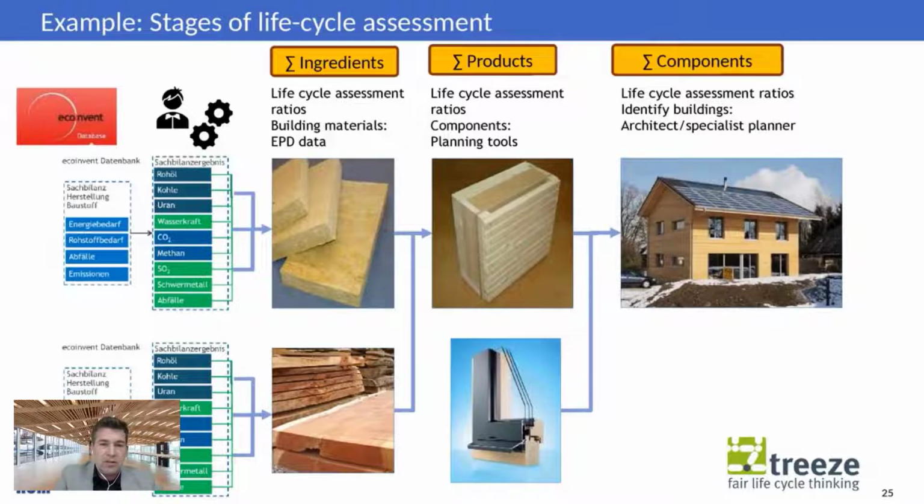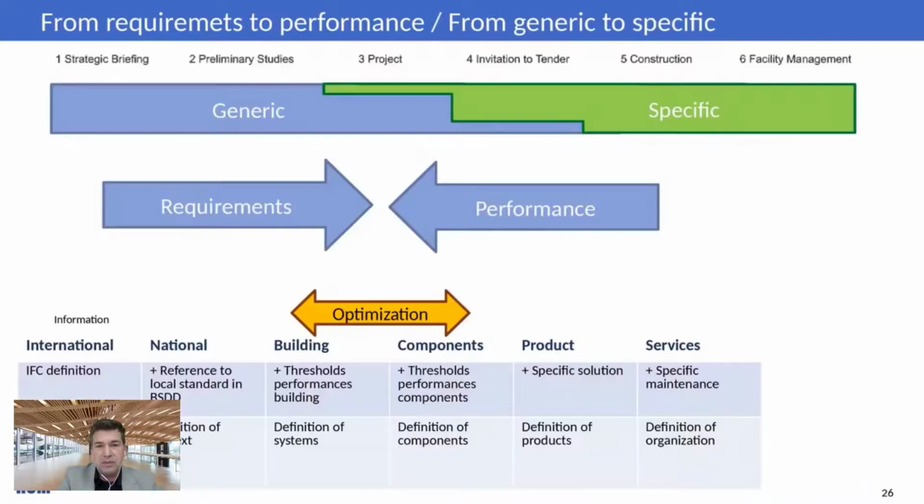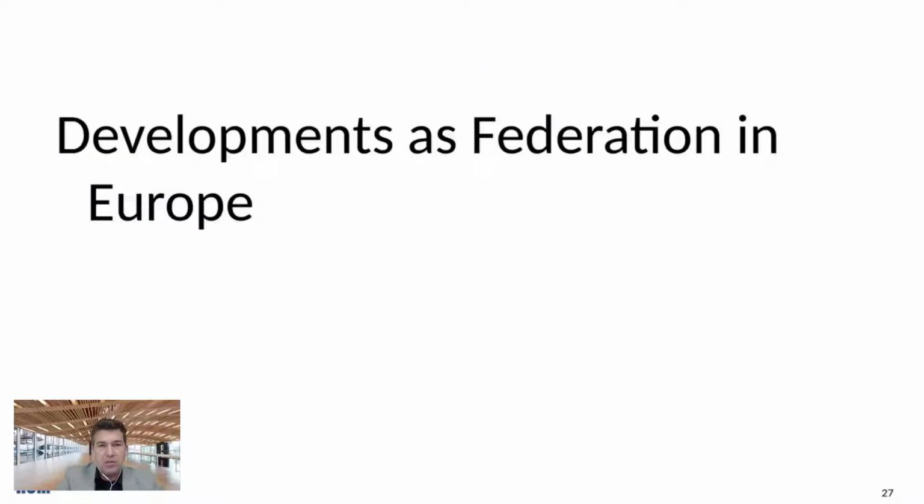And that allows then really the permeability or the connection of all the information through all the stages, from the raw material to the component to the building. This structure helps here, but it helps also through the planning in the switch from generic to specific. I always change some products, and that must be consistent over the whole planning phase from start to end.